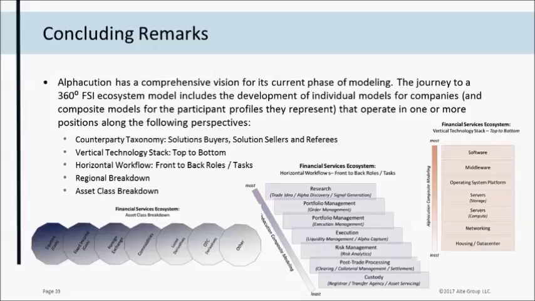Ultimately, I want to be able to look top to bottom of the stack. I want to be able to look front to back of the workflow. I want to be able to look across regions. I want to be able to look at different asset classes where that's applicable, certainly in the front office. That's just the vision that I feel we should be exposing. There's a lot more to it, but there's quite a bit of work to be done just with what we've laid out, and I think it makes sense to just keep it there for now.